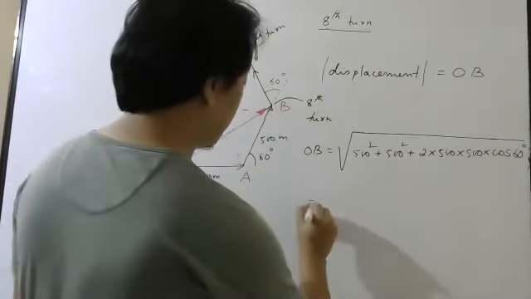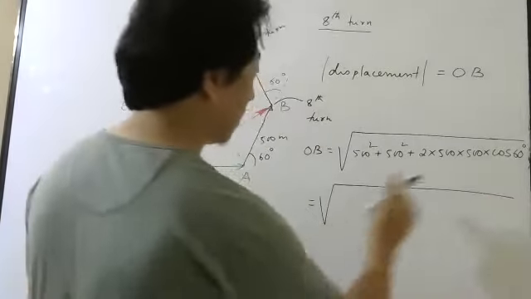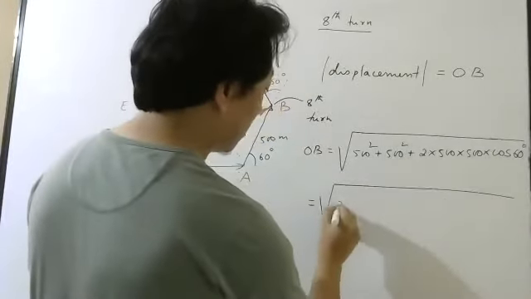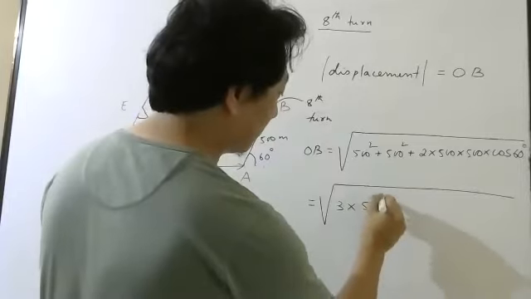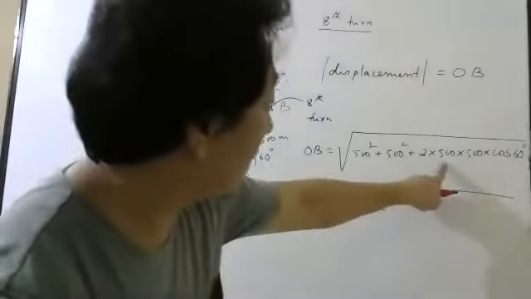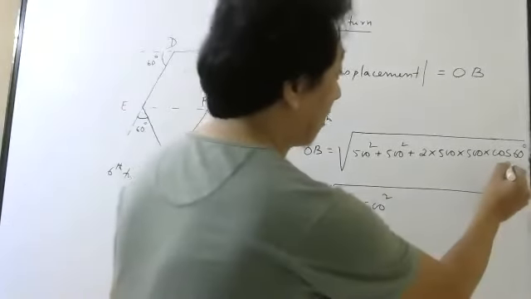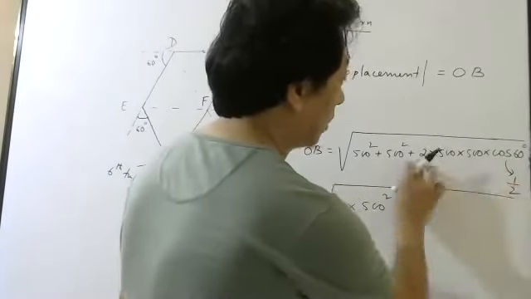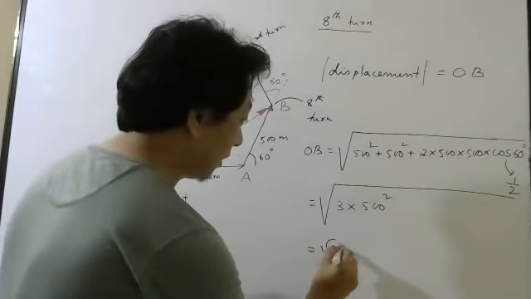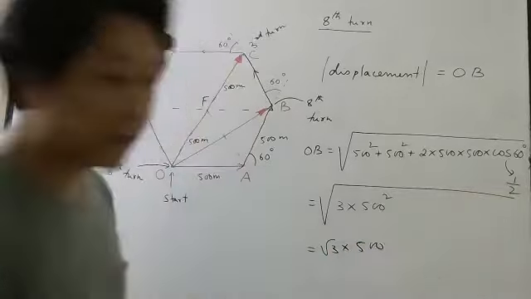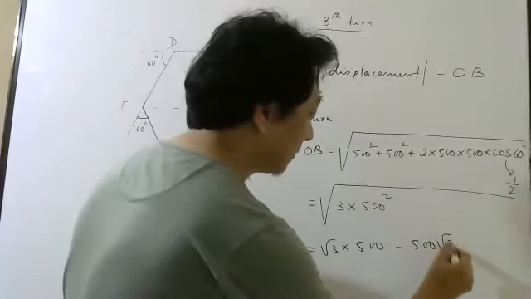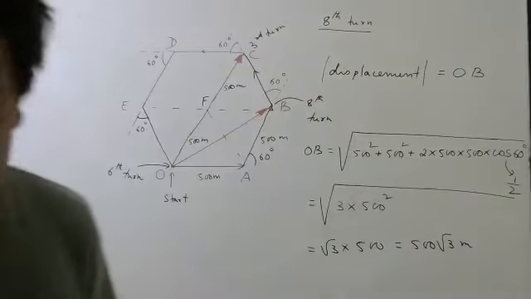So that will be root of cos 60 will be half, 2 and 2 will cancel. So 3 times 500 square. Yes or no? 500 square, 500 square, 500 square. Cos 60 will be half, 2 and 2 will cancel. So it will be 3 times 500 square, so it will be root 3 into 500. Somebody just multiply how much it will come, or you can keep it like this only. In exam you multiply, no problem.